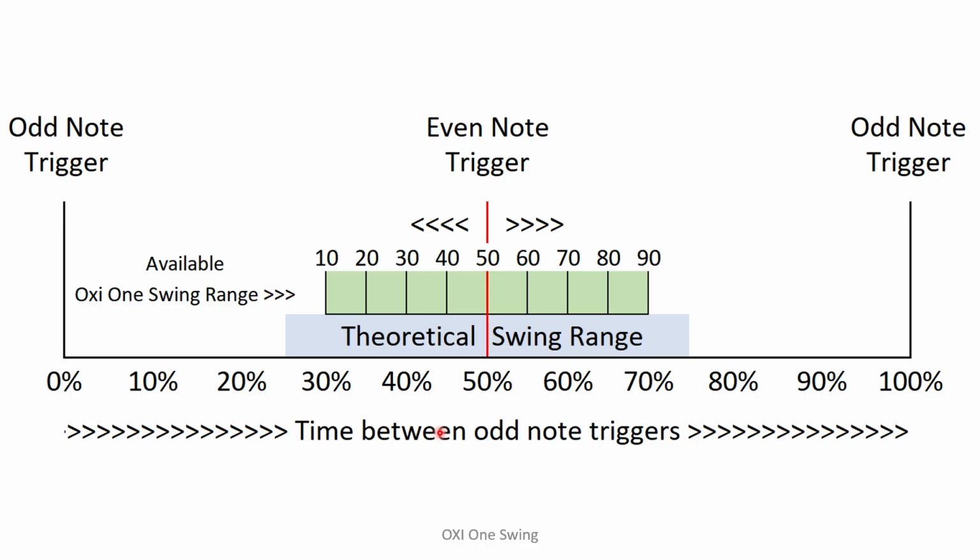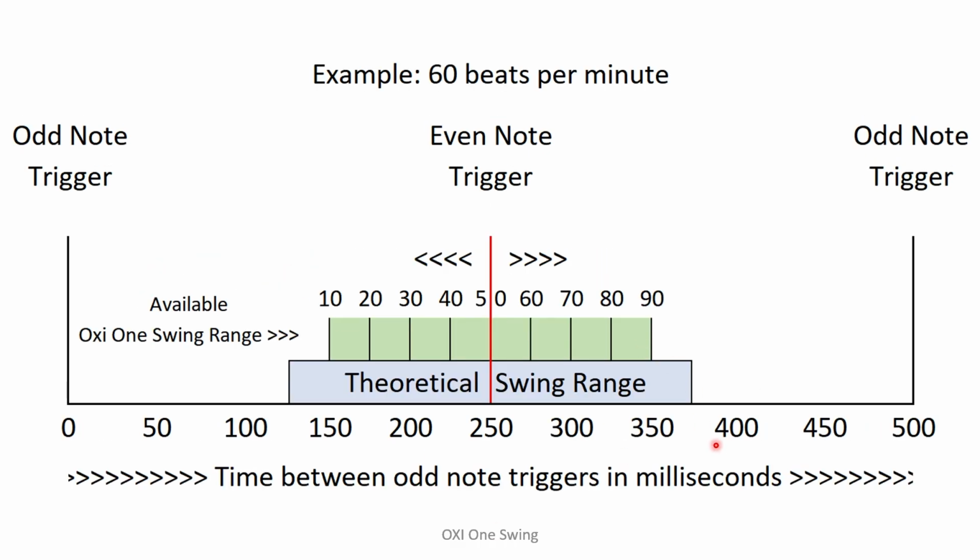At the minimum swing value of 10, even note triggers will occur 30% of the way between odd note triggers. At the maximum value of 90, even note triggers will be triggered 70% of the way between odd notes. So while the theoretical swing range is between 25 and 75% of the time between odd note triggers, the range we can actually address with the OXI with swing is between 30 and 70%. So how does this translate to actual timing?